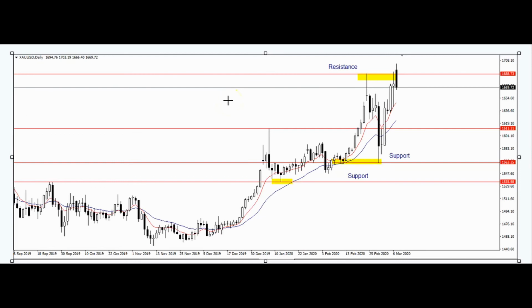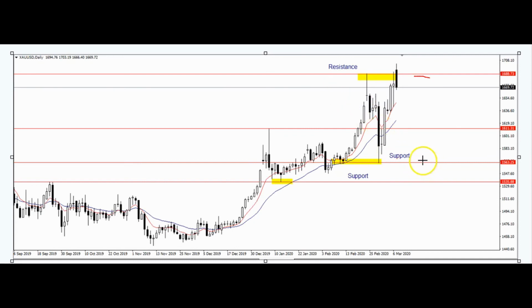Cheers. Here we have gold. My bias on this pair remains bullish as per previous analysis. What we have here is a new high, which is obvious, which is a new resistance at around the 1688, 1690 area.